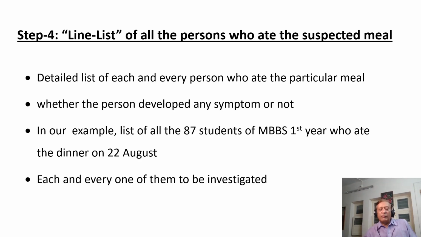So, we now move on to step number 4, which is to make a line list of all the persons who ate the particular meal which is being suspected. In this step, we make a detailed list of each and every person who ate the particular meal, whether the person developed any symptom or did not develop any symptom. In our example, we will make a list of all the 87 students of MBBS first year who ate the dinner on 22nd of August, and each and every one of them will be investigated as per the details we will be giving later in step number 6.